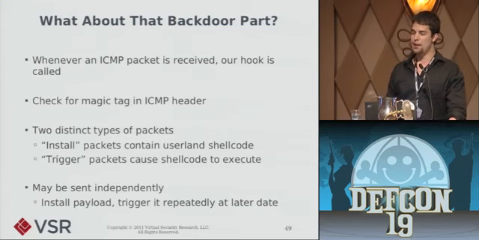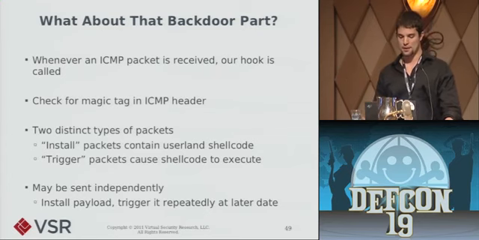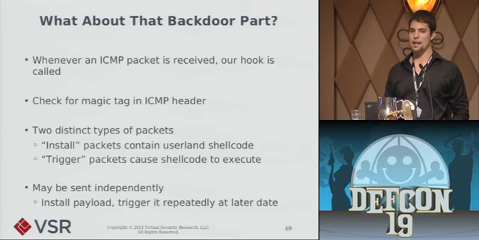I wanted to have an install packet, and what I want that to do is cause it to keep shellcode that I put in the ICMP packet around for later, just let it sit in kernel memory somewhere. And then I wanted to have a trigger packet that causes that shellcode to execute somehow. And this is userland shellcode that I want to be dealing with. And these packets should be able to be sent independently, so you can install a payload and come back a week later and cause it to trigger repeatedly.